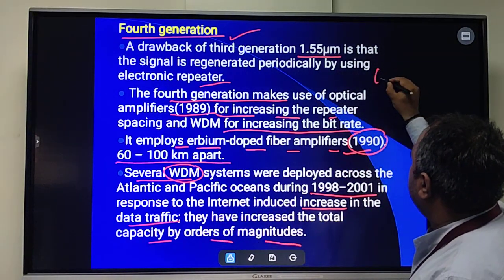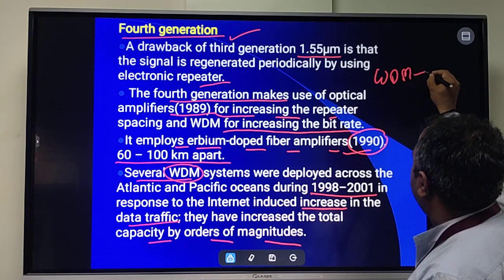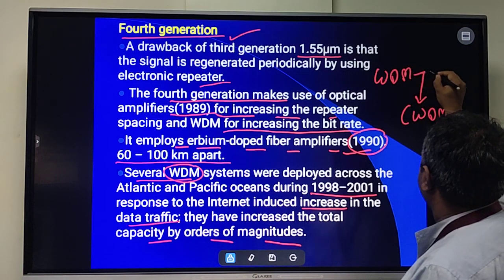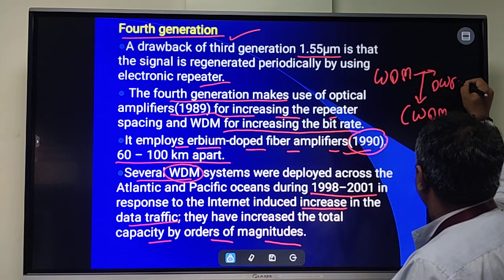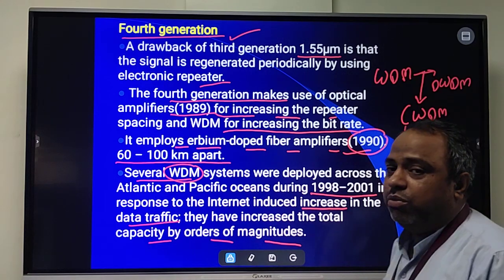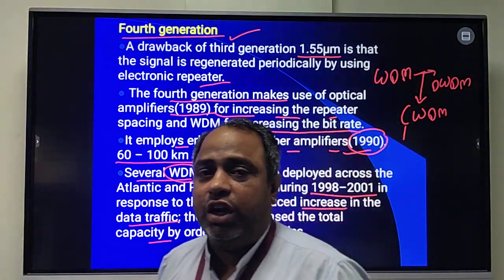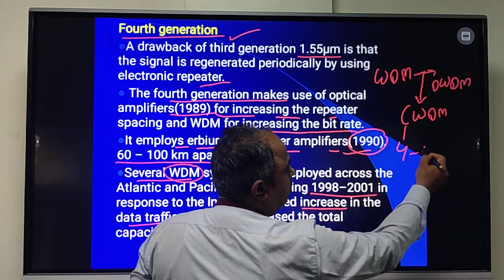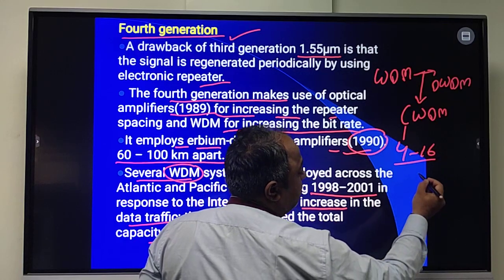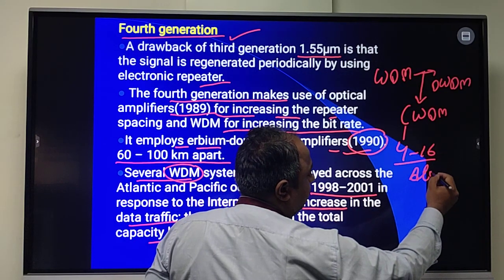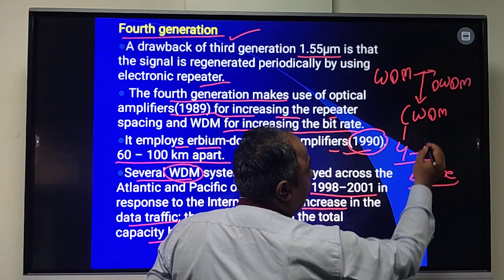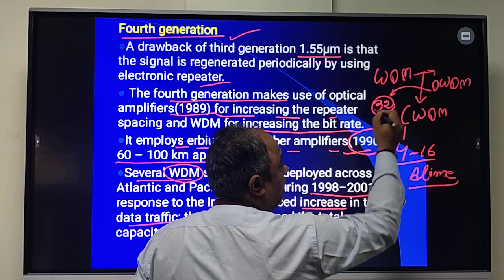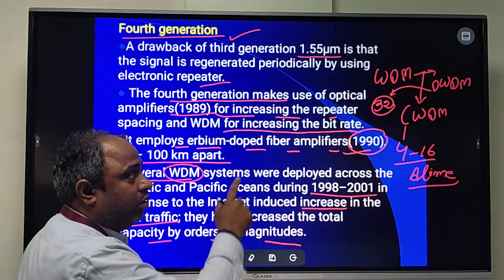But WDM is also divided into two parts. The first one is CWDM and the second one is DWDM. CWDM stands for coarse wavelength division multiplexing, which means we can use only 4 to 16 signals at a time. But when we talk about dense wavelength division multiplexing, we use 32 signals simultaneously. So that's the beauty of WDM.